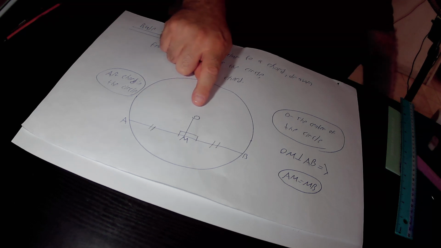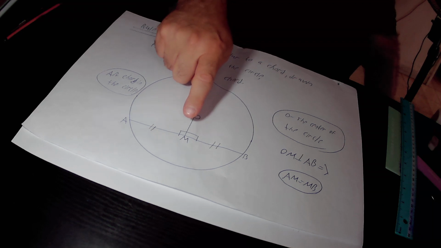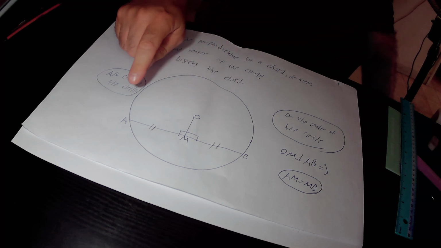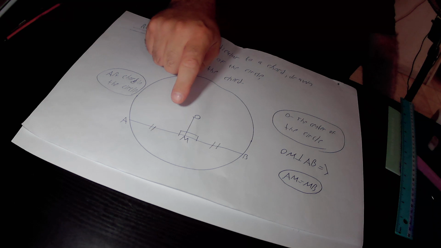So in the drawing we have a circle, point O is the center of the circle. From the center of the circle, that is to say from this point O, we have perpendicular OM on chord AB. And according to rule 11, perpendicular OM bisects chord AB. That is to say AM equals MB.